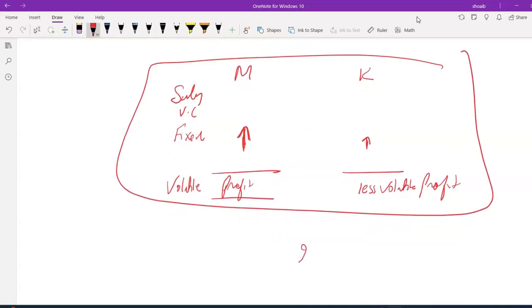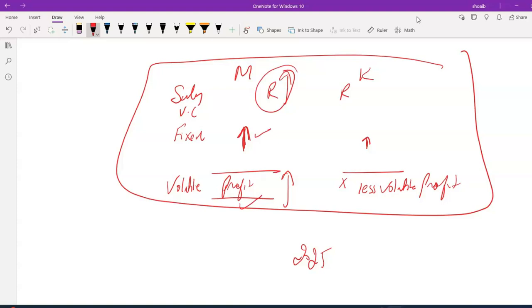Now, in 2025, if you're thinking that the economy will revive, there will be more economic activities, there will be more construction activities. So what will happen? The revenue of both companies will rise. But now, if the revenue of Maple is rising, its profit will rise more compared to Kohat. Because when Maple is able to cover the fixed cost, whatever Maple earns will translate into profit.